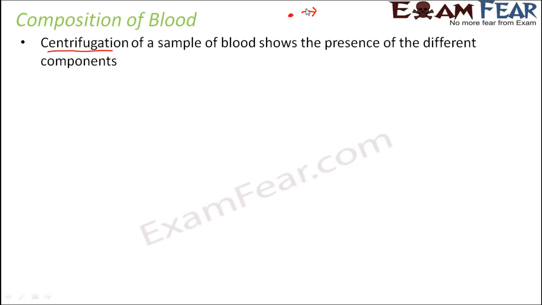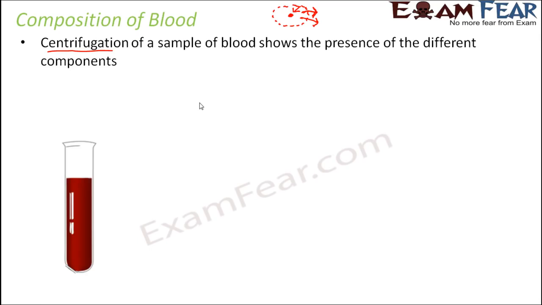For example, let us suppose this is the center, and if you rotate a substance like this, there will be a centripetal force which will try to push it towards the center, and there will be a centrifugal force which will tend to take it far away, and the balance between these two forces helps the substance to rotate. So when you take a sample of blood and rotate it at a very high speed, it has been observed that the denser particles of the blood get deposited at the lower end of the test tube, whereas the lighter particles tend to come towards the upper side.